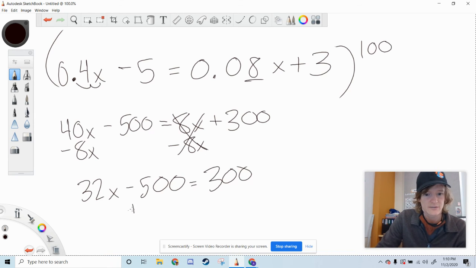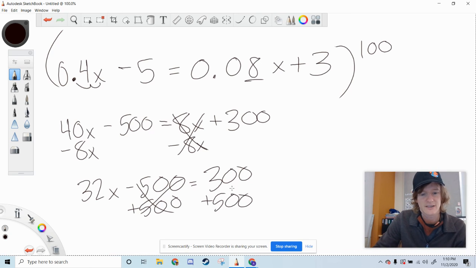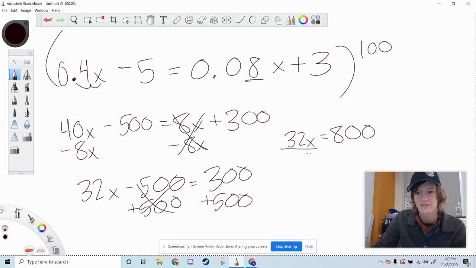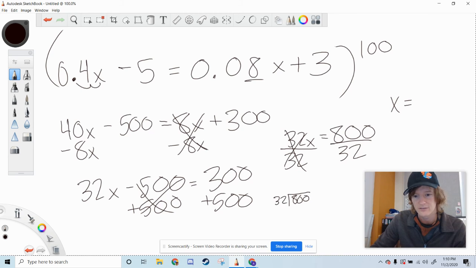Can't divide yet, so I got to add 500 to both sides. I get 32x equals 800. Final step, divide by 32. You can do this on your calculator. X is going to equal, let's do it real quick. We got 800 divided by 32.